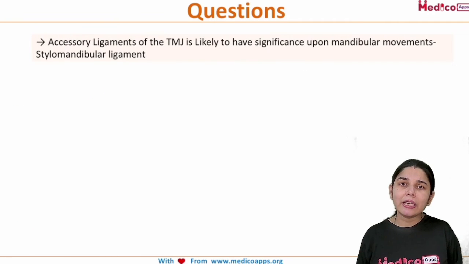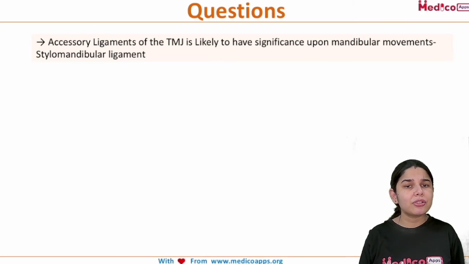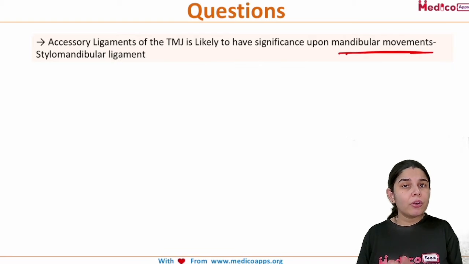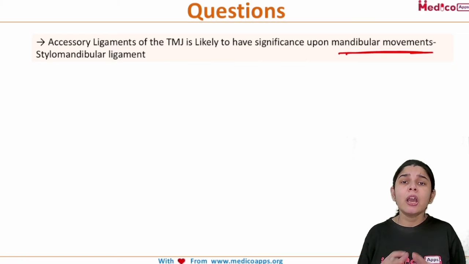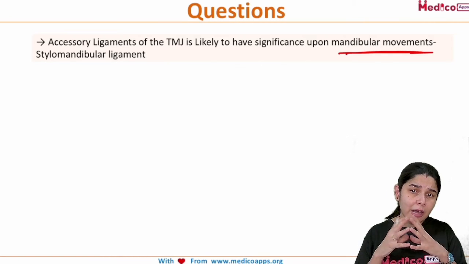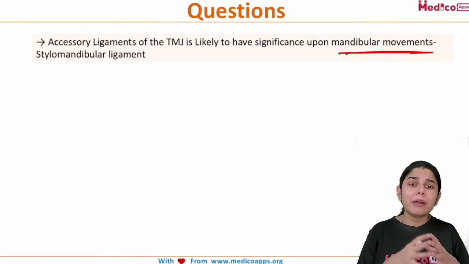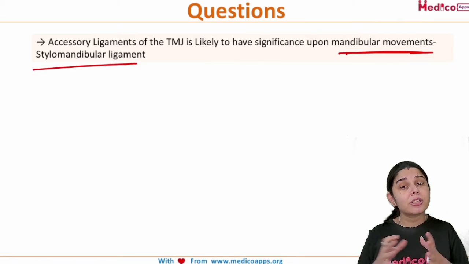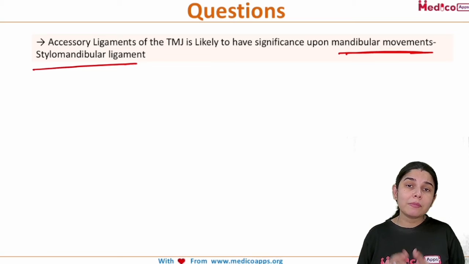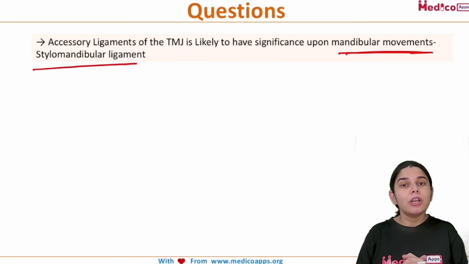And other than that, another question was asked: which accessory ligament of the TMJ is likely to have significance upon the mandibular movements. Now overall, as I have told you, these accessory ligaments do not have much effect on the mandibular movements, but somewhat it is seen that the stylomandibular ligament has certain effects on the mandibular movements, as you have seen.